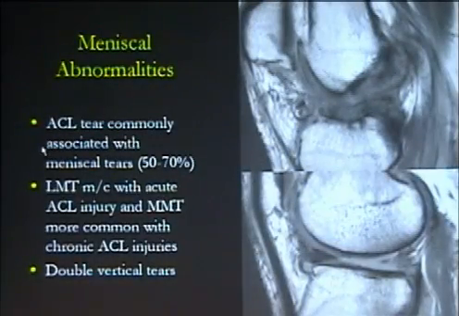ACL tears are commonly associated with meniscal tears. Lateral meniscal tears are commonly associated with acute ACL injury, and medial meniscal tears are most commonly associated with chronic ACL injury. If you remember from the previous lecture, double vertical tears are commonly associated with chronic ACL tear.